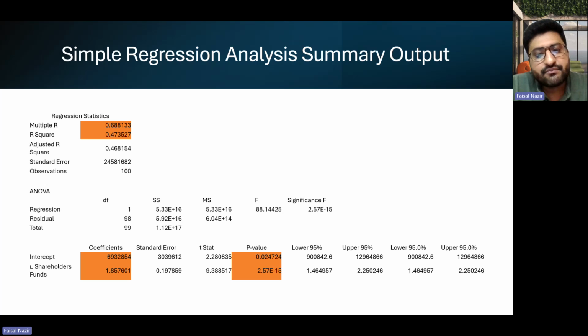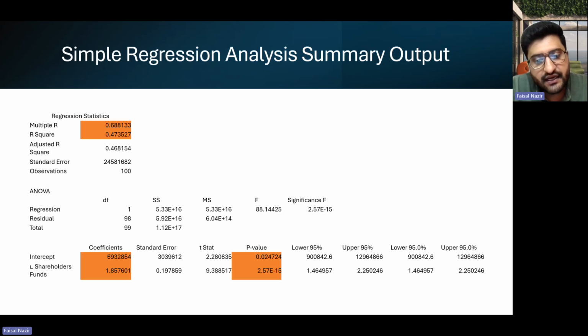So the third point is the intercept coefficient, 6932854. This is the estimated turnover when shareholder funds are zero. So while it may not be directly interpretable here, it provides a baseline value of turnover in the absence of shareholder funds.